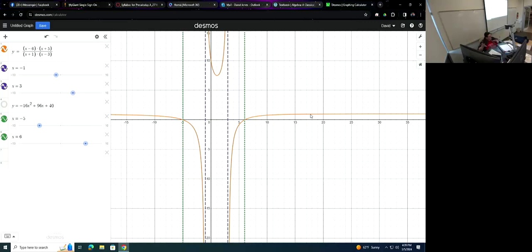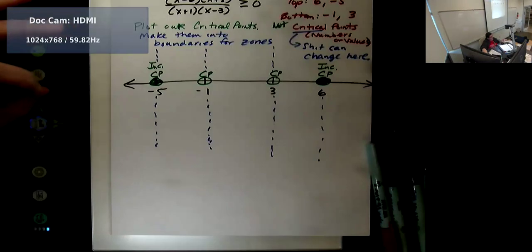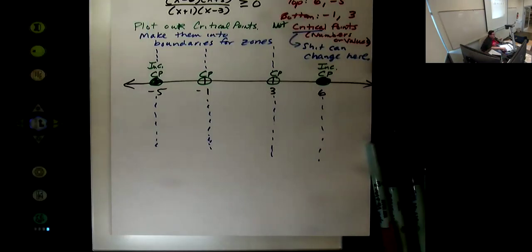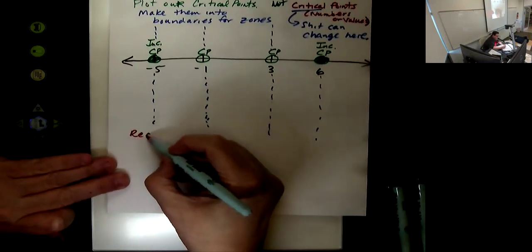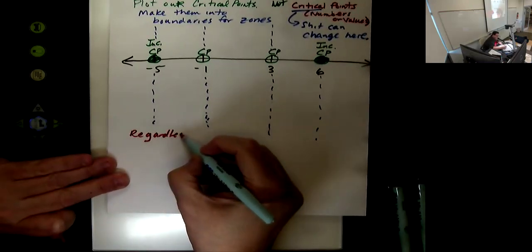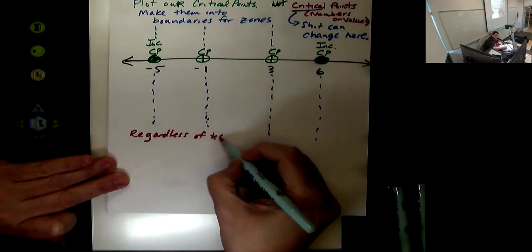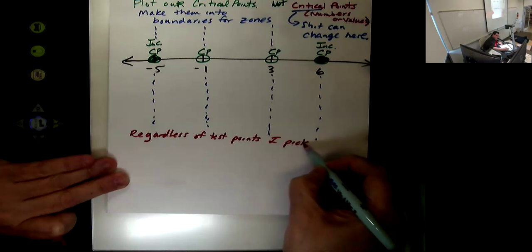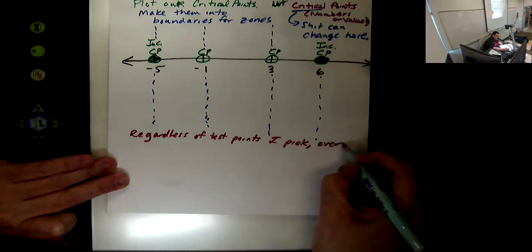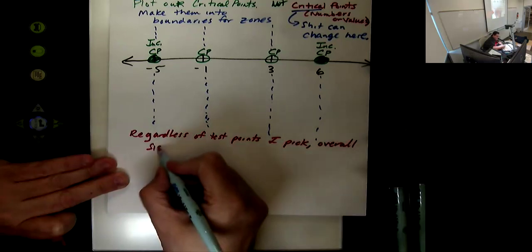We saw the graph, so we know where this is going to turn out. But the important takeaway from that was, doesn't matter which number I use, they're all going to be the same. It's all going to be the same sign. So regardless of test points I pick, the overall sign will be the same within a region.